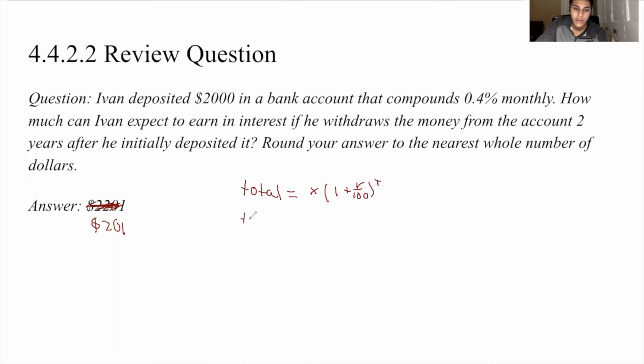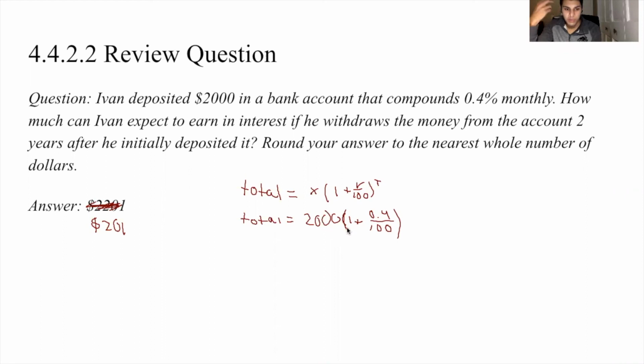All right, and now if I substitute numbers in, we get our total is going to be 2,000, which is X, multiplied by 1 plus, and then our rate is 0.4, so it's going to be 0.4 over 100, and then to the power of T, or how many times we compound.